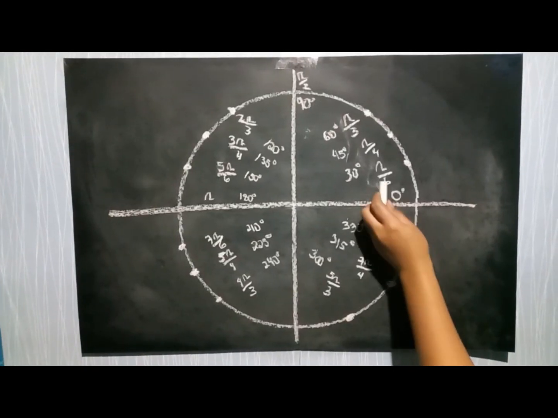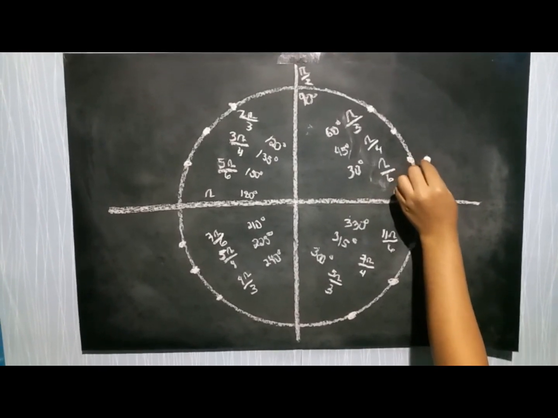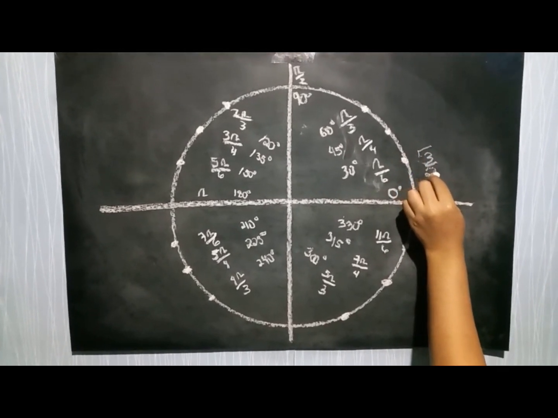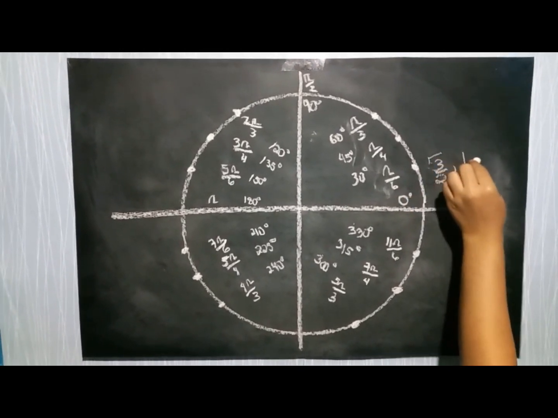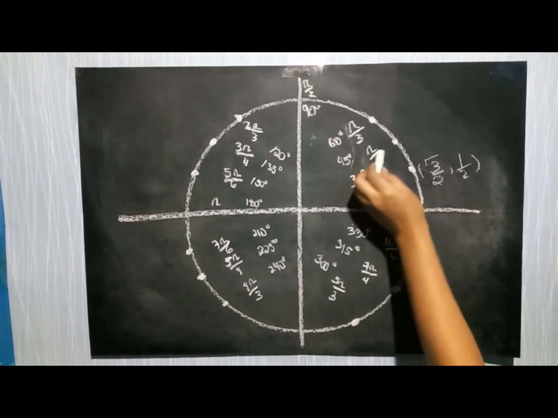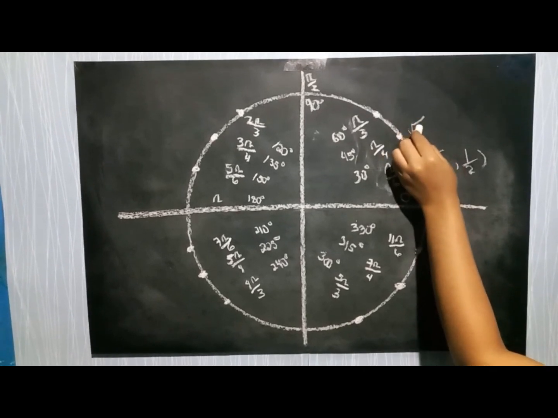So after finding the value of degrees and radians, we will now move on to the value of x and y coordinate. The x and y coordinate of the 30 degrees and pi over 6 is square root of 3 over 2 and 1 over 2. The x and y coordinates of the 45 degrees and pi over 4 is square root of 2 over 2 and square root of 2 over 2.